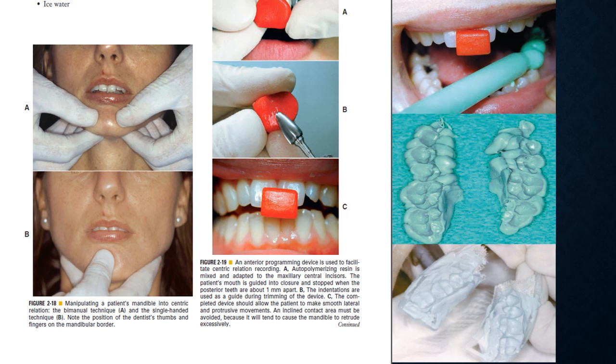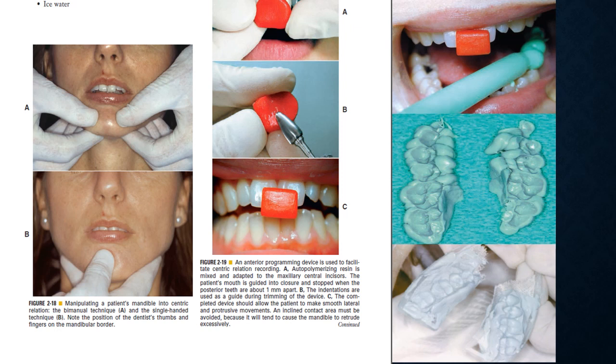You guide the mandible to close into this programming device, and then you remove it, do proper trimming of this device, and return it back to the patient's mouth. And if the patient repeats correctly closing into centric jaw relation, just go ahead.